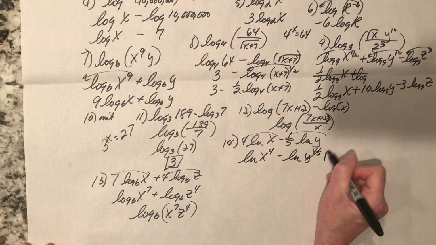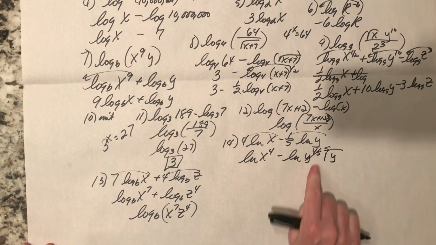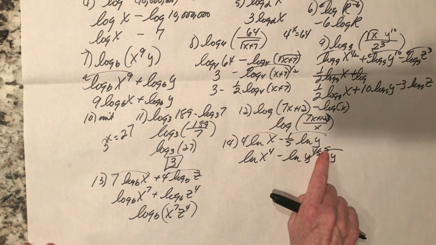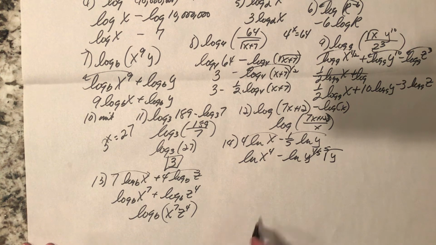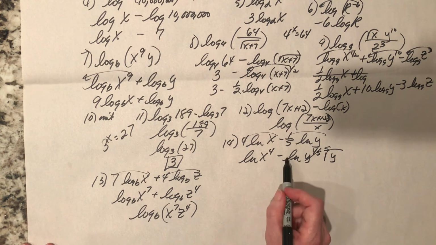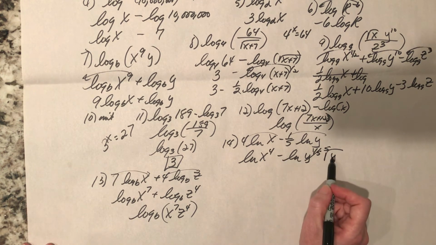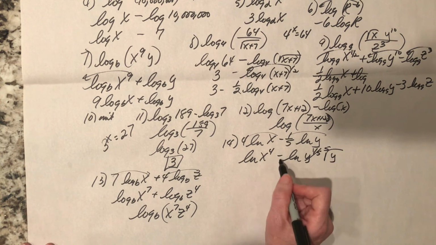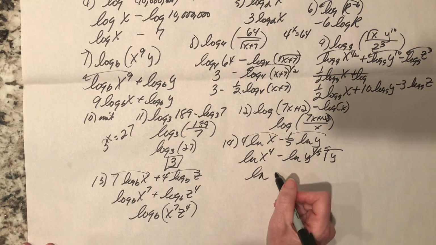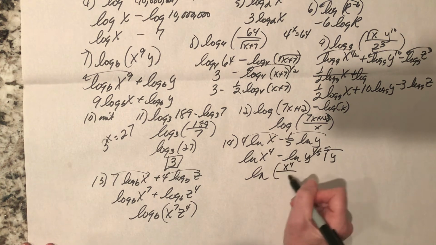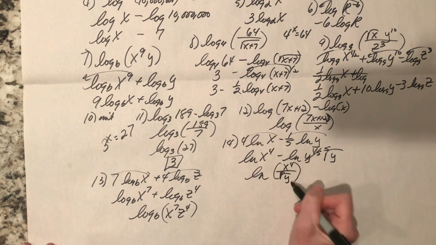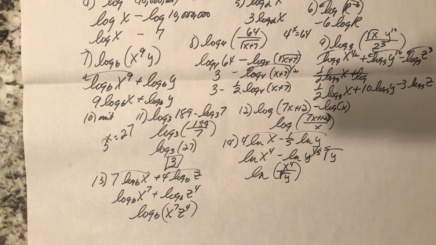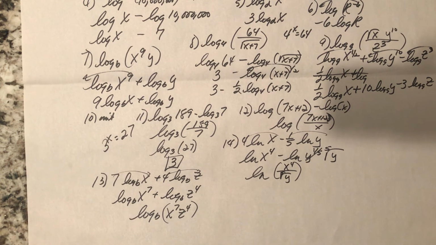That's going to turn itself into the 5th root of y. Remember, the denominator and the index match. So this is the natural log of x to the 4th minus the natural log of the 5th root of y. This is a subtraction problem, so natural log of, we're going to be dividing them. 5th root of y, and you're good. Nothing more fancy we can do there.